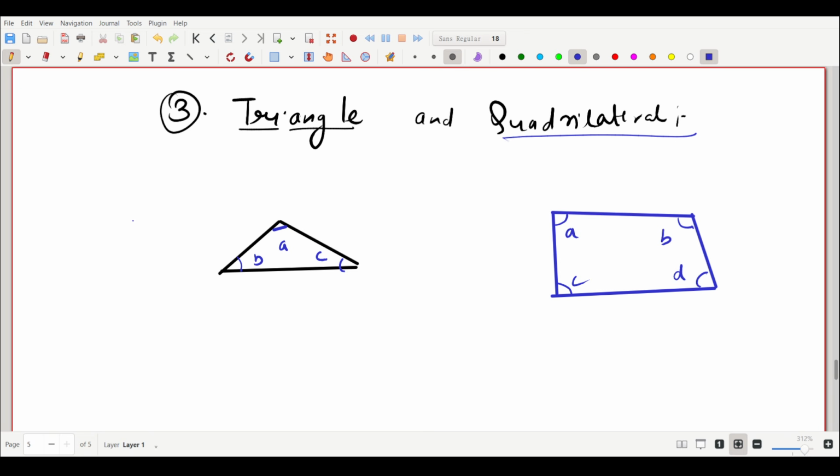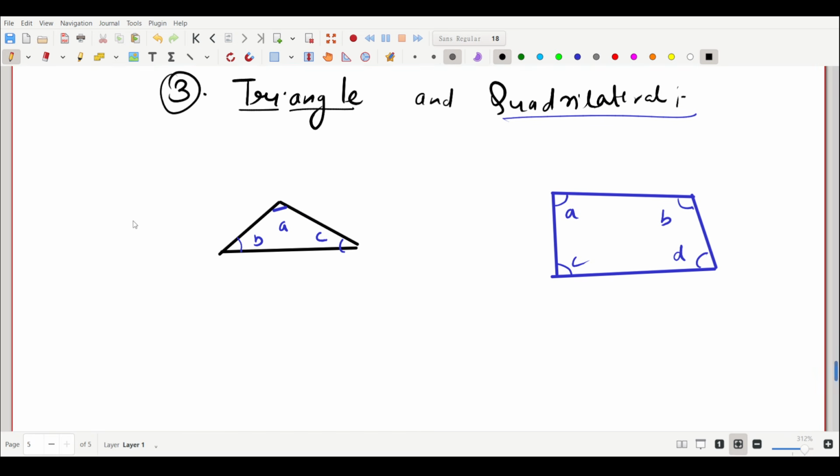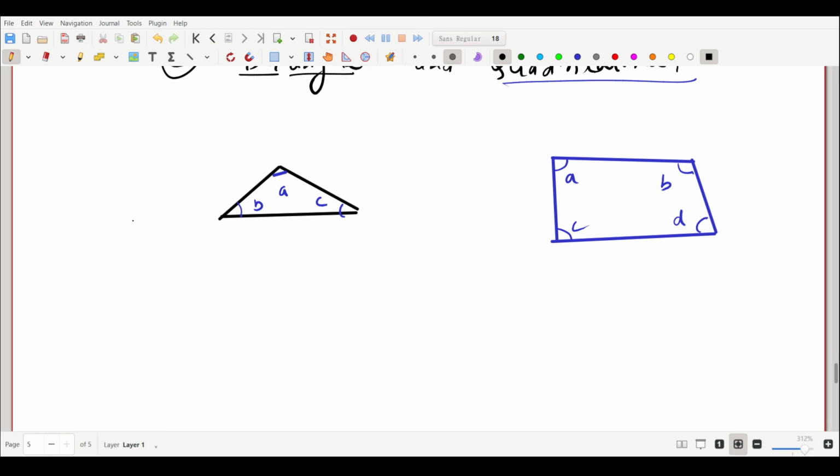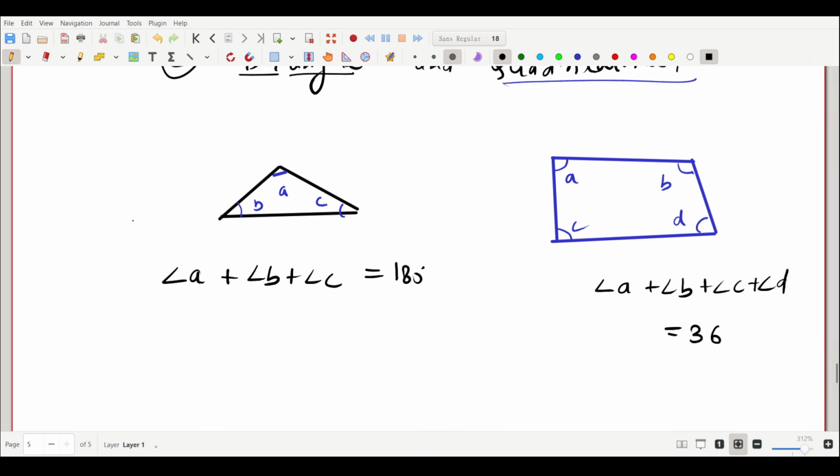What about them? The very first thing, since I have already drawn the angles on the corners: the sum of all angles of a triangle is always 180. Angle A plus angle B plus angle C is always 180. For a quadrilateral, the sum of all angles is always 360, with no exception. In all shapes of four angles, the sum of all angles is 360. In a triangle, the sum of all angles is 180.